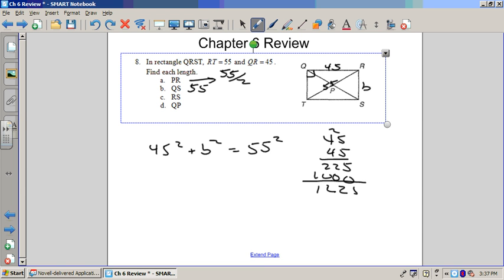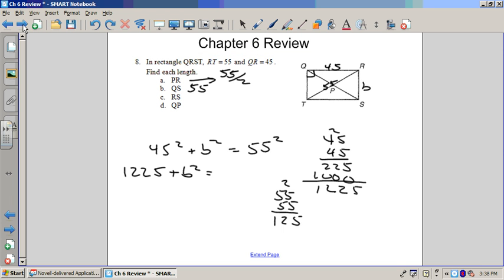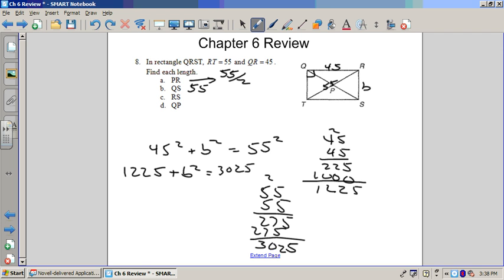So 45 squared is 1225 plus b squared is equal to... oh my gosh, let's try that again. 55 times 55, 5 times 5 is 25, gives me a 2, gives me 275. I knew something wasn't right there. And 275, 5, 2. Sometimes it's the easier things that manage to trip us up. And this one's 3025. Okay, so 1225.